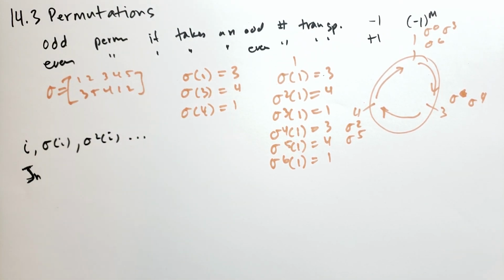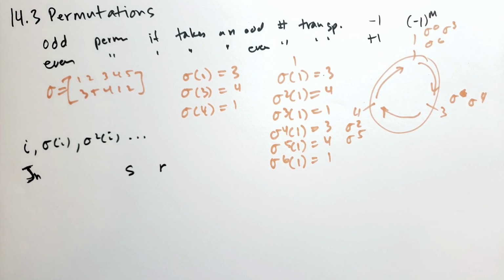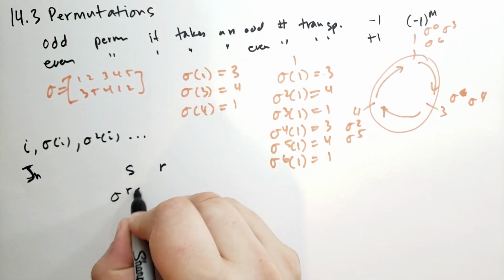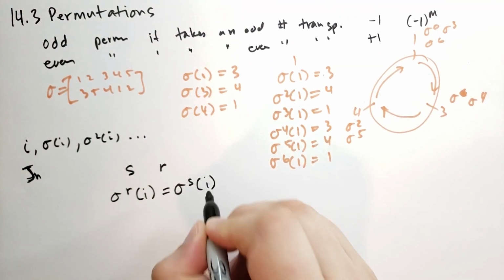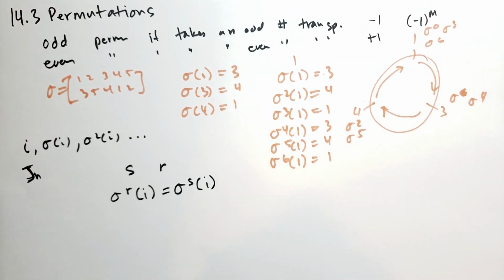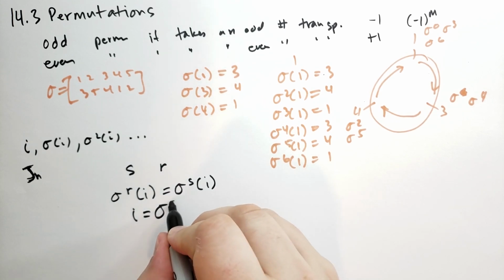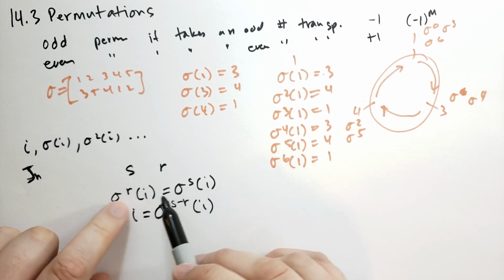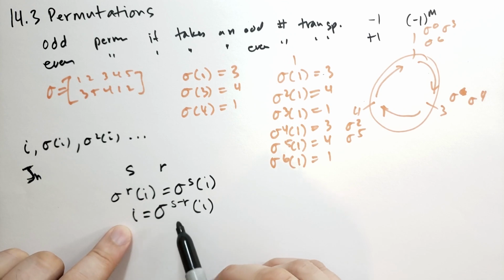Let's define a couple of numbers, s and r. Suppose we found that applying the permutation r times to the number i gives the same result as applying sigma s times to i. So we found a cycle. Then i is what you get after applying the permutation s minus r times to i. What we've done is multiply the right side of each by the inverse of sigma to the r. So sigma to the s minus r gives you a cycle.